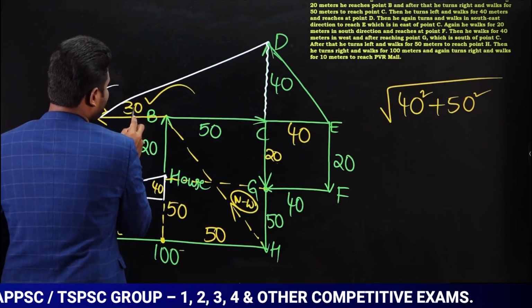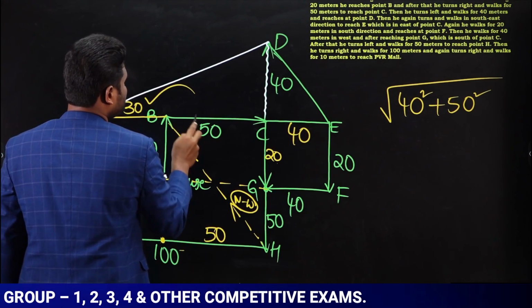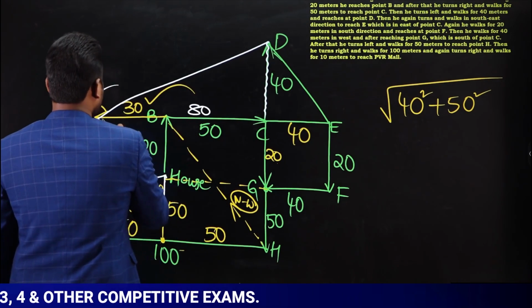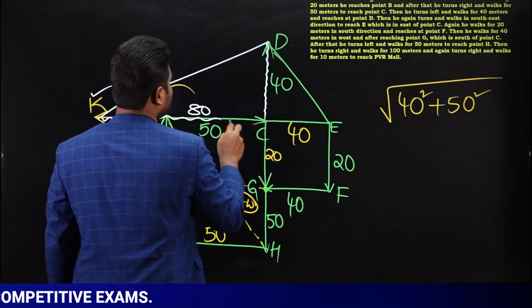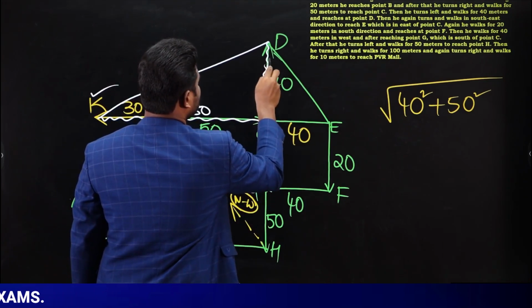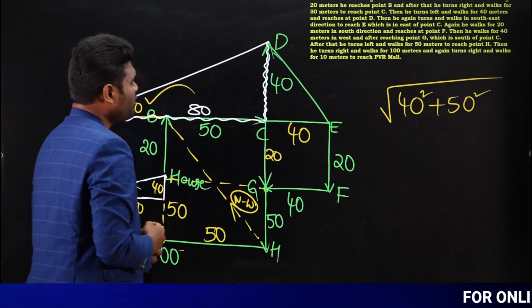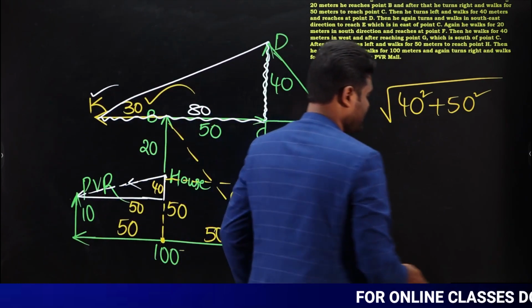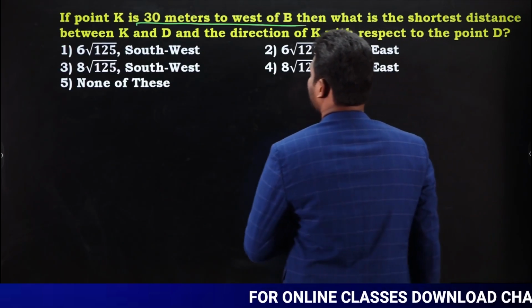Similarly, if you observe here, this is 30 plus 50, which means now this is going to be 80. So this total distance is 80 and this distance is 40. Yes or no? Now we need to apply Pythagoras theorem, and they are asking direction also.